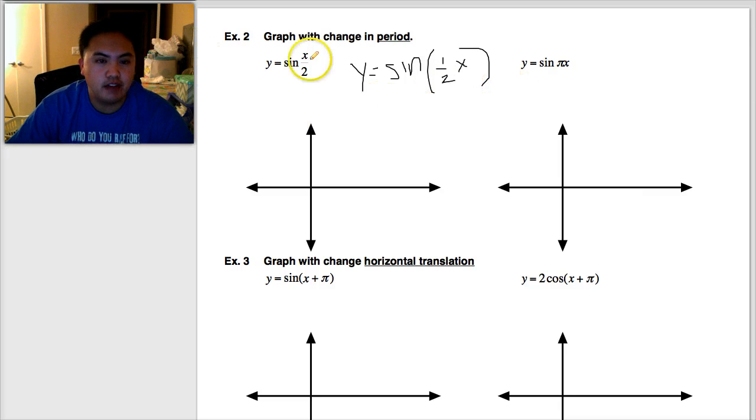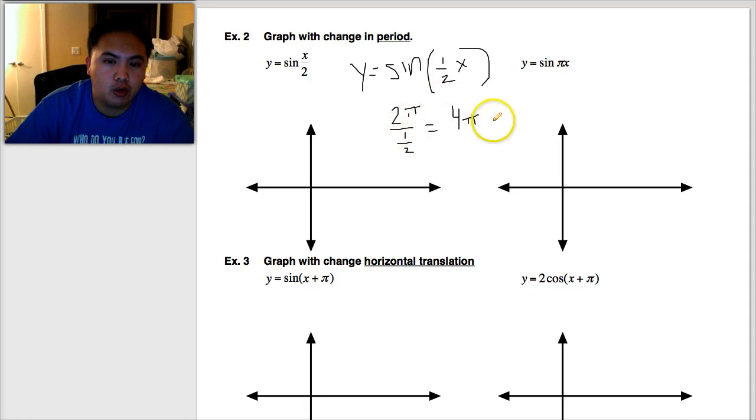Exact same thing as sine of half x, which means my new period will be 2 pi over half, or 2 pi divided by half is the same thing as 4 pi. Or if you don't know how to do that, you can do it in your calculator or figure out 2 divided by half, or how many halves are in 2, which is 4. So my new period is 4 pi.